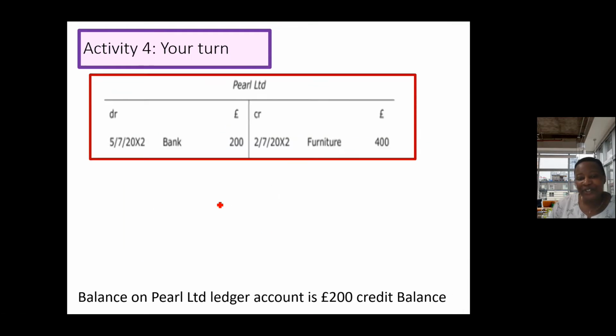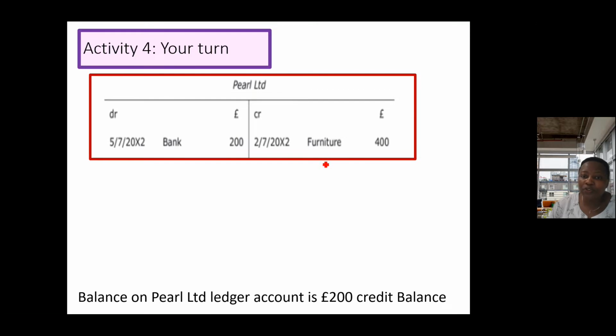Another example, pause the video and try it. So this is Pearl Limited. This is our supplier's account. We had bought furniture from this supplier on credit, 400, and we've paid by bank to this supplier 200. If you check the difference, there's a 200 difference between 200 and 400. So 400 minus 200 is what?